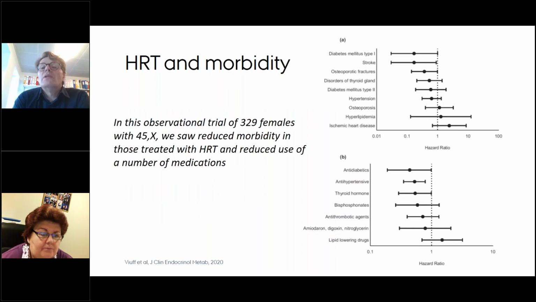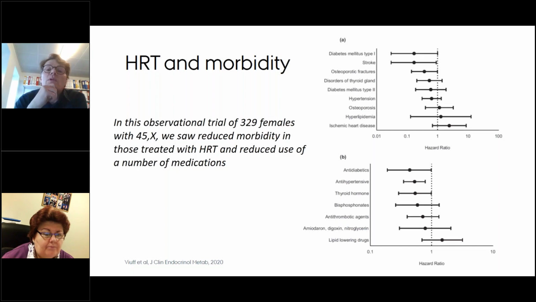There are also important issues when we talk about morbidity and hormone replacement therapy, because we realize that several women are not receiving appropriate HRT. In this Danish registry trial, we looked at all Turners in Denmark, and when we studied the 45X group, we realized that a minority of these patients were not receiving any hormonal replacement therapy. And we could see that HRT was actually protective for a number of diseases, and there were trends for a protection for a number of other diseases.